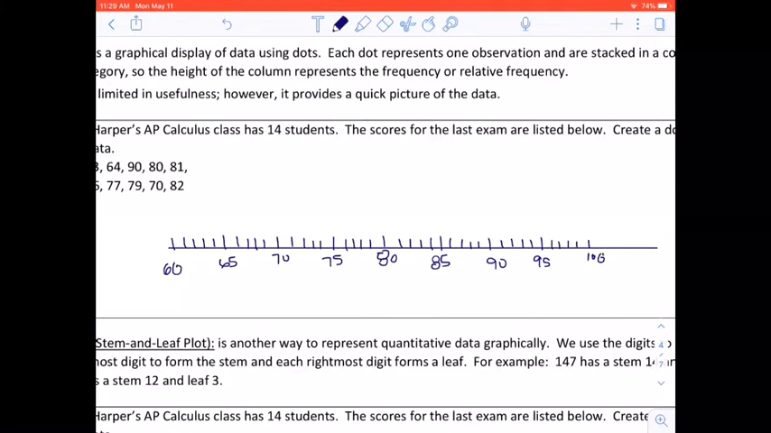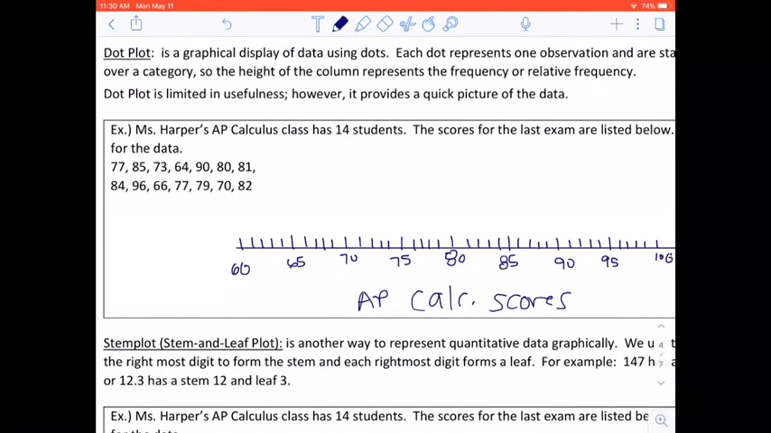And what we're talking about here is AP Calculus scores. So we'll put down AP Calc scores. You need to label your axes so we know what it is that you're talking about. And then for each child, each score that we have here, they get a dot. So the first one that we have is 77. So we go ahead and put a dot above that data point.